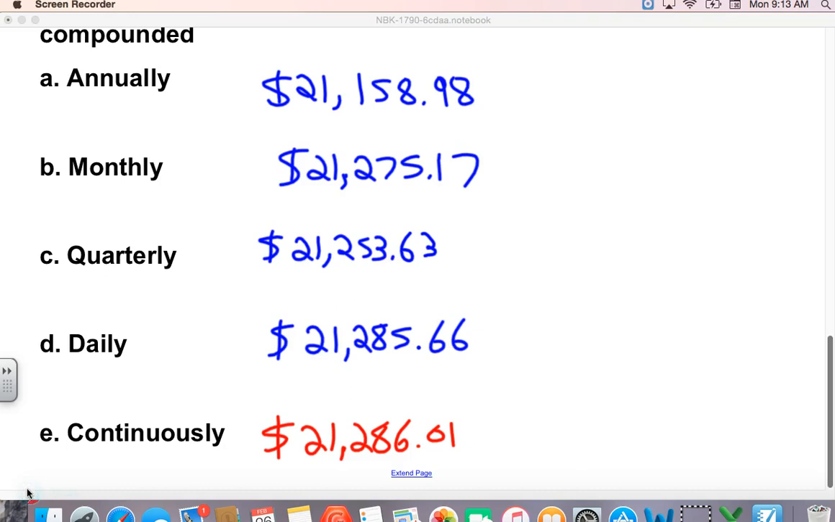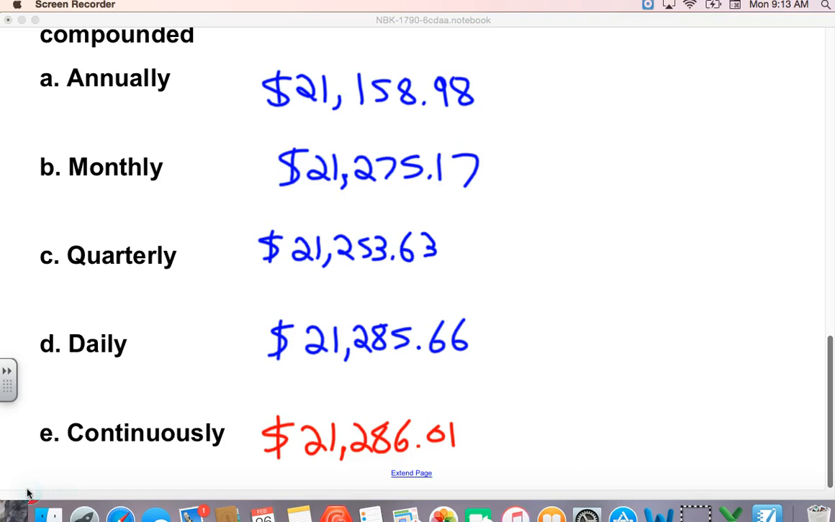Okay, so here are the answers that you should get for each of these. If you have questions about where they came from, let me know, and I'll come around and help you. But those are the answers for annually, monthly, quarterly, daily, continuously. Again, notice continuously is the one that's going to yield us the most money. Of course, the next most is going to be daily, then monthly, then quarterly, then annually.